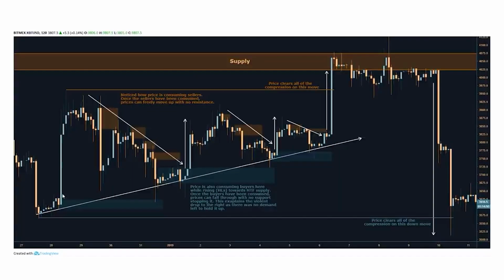So let's start off at the beginning, right? Here's the origin of a huge impulse move, breaks market structure. So this is a demand zone right here. So price is making higher lows. Here's a key high time frame supply zone. So it's pretty much consuming buyers or demand all the way up to the supply zone.